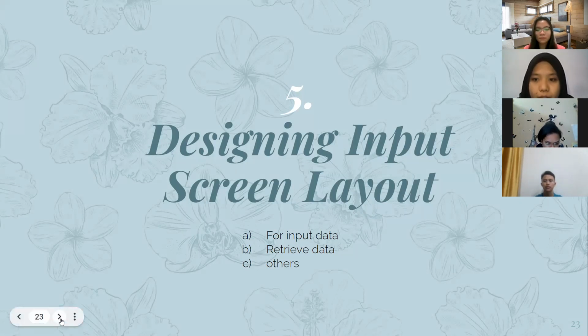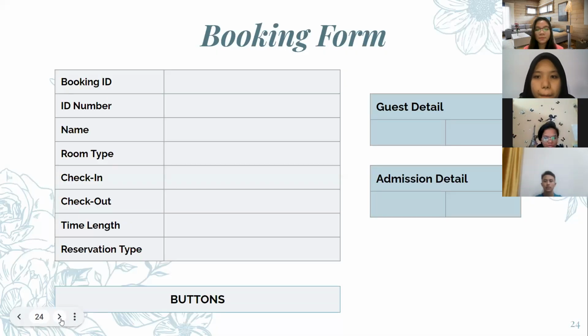I'm going to explain about designing input screen layout, which consists of input data, retrieve data, and others. The first one is the booking form. You can see here the use of this form is to input data about booking a hotel room. The content of this form is the booking ID and other detailed information like guest detail and admission detail. To retrieve data, there are buttons to operate the form, like the right or left arrow button to move the data in the form, the pencil button to make new data, the checkmark button to save data, and so on. Next slide, please.